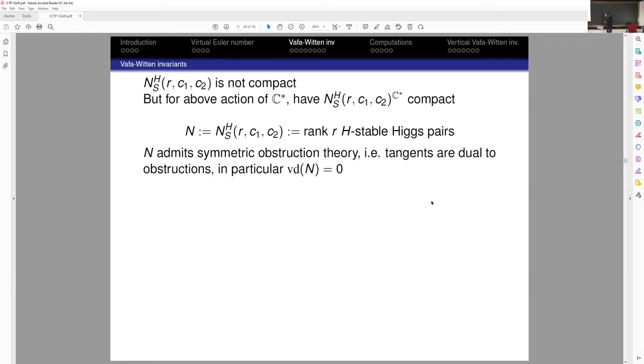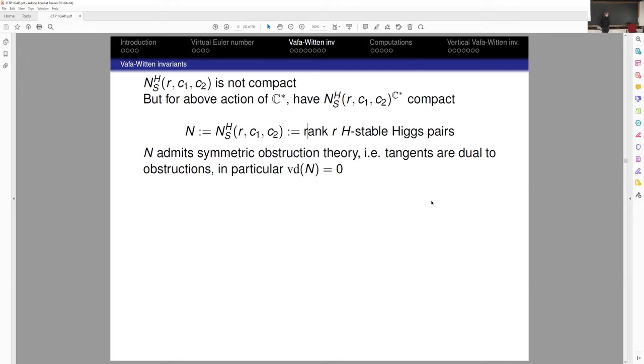And now the point here is that we have to remember what we want to do: we want to define and maybe compute some Vafa-Witten invariants. We want to associate some numbers to the topology of the space. But usually you can't do this if the space is not compact. And this moduli space NSH RC1C2 is certainly not compact, because it parameterizes the sheaf E together with phi, and we can always multiply phi by any complex number. And so it will not be compact.